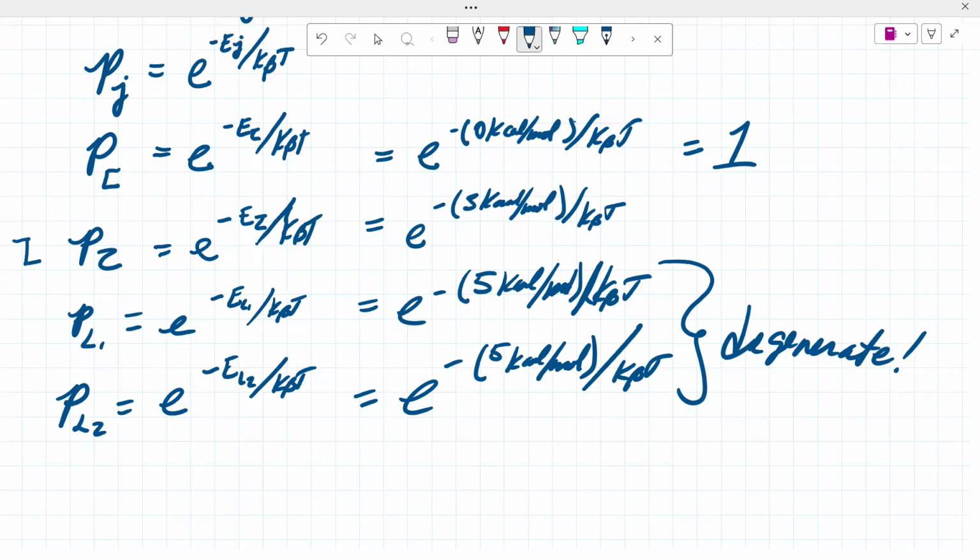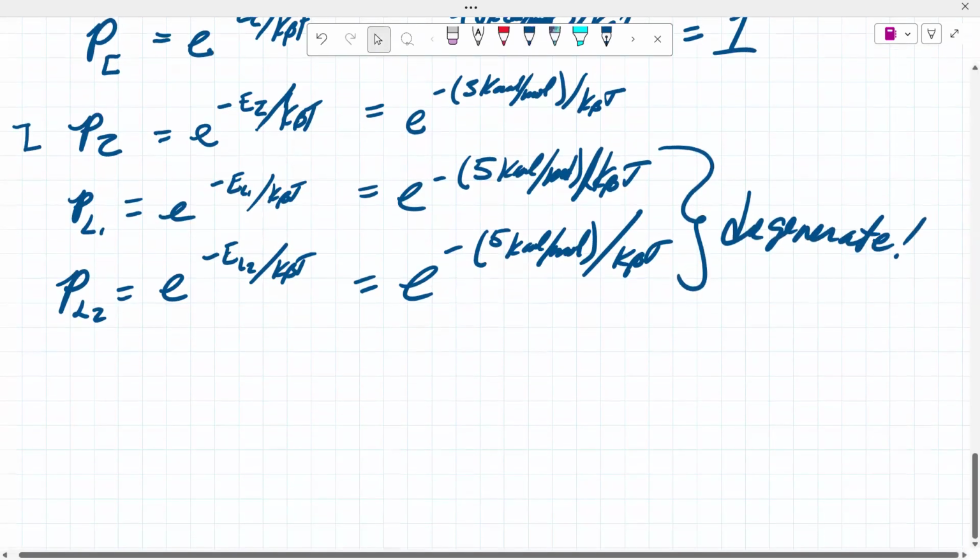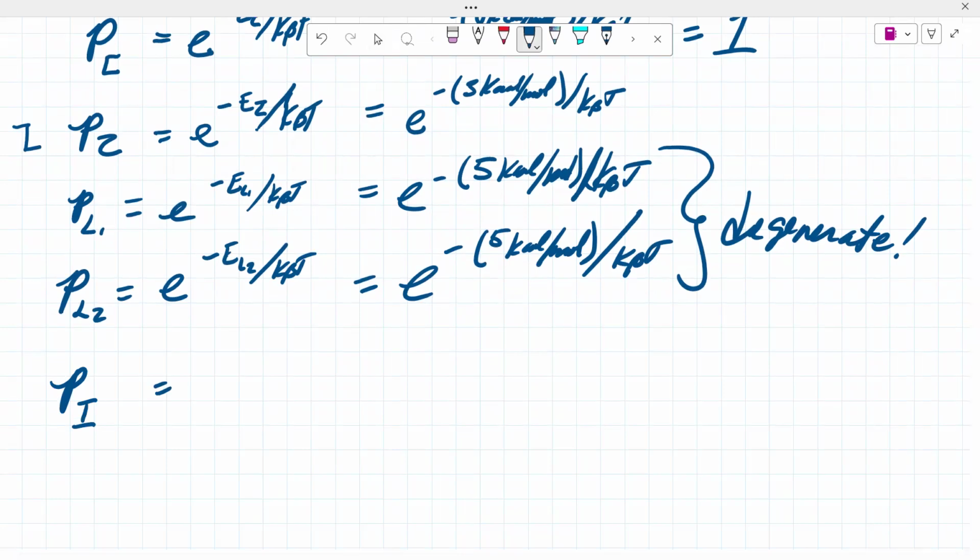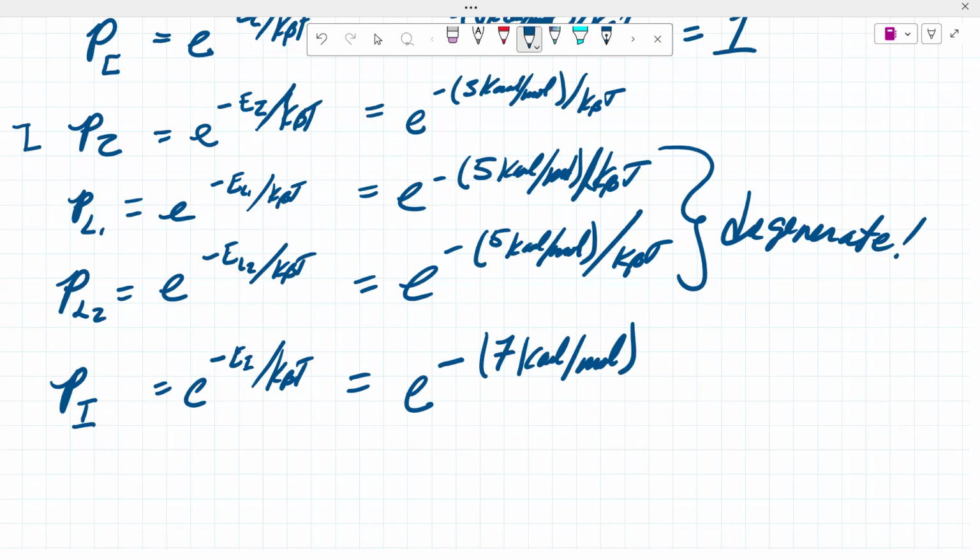Same values. Okay. And finally, we have the I-shaped one, the probability of the straight one equals e to the negative E of the I-shaped peptide over k_B T equals e to the negative, and this one was 7 kcal per mole, divided by k_B T. And so one could, in fact, substitute in all of the numbers to get those out.